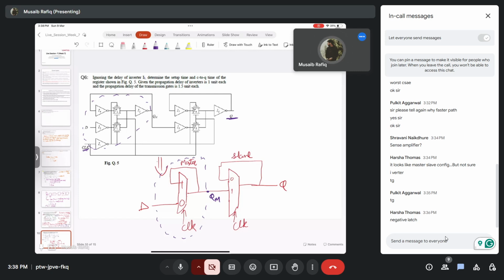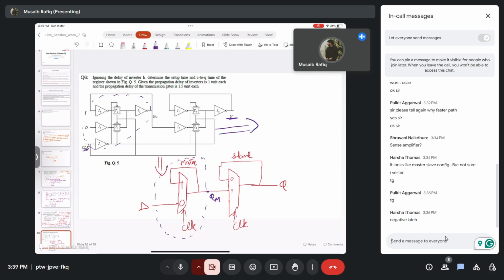How can we achieve the negative edge triggered? Can anyone tell me? Negative edge triggering can be achieved by simply swapping the positions of the positive latch and the negative latch. So here the first one is the negative latch and the second one is the positive latch. By swapping these positions, you will have negative edge triggering.